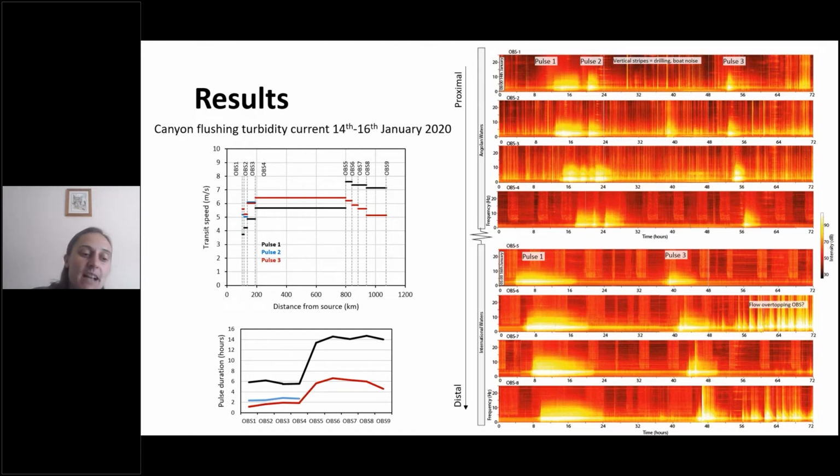In the upper canyon, the pulse length was around 6 hours. And then for pulse 1 in the channel, the pulse length had increased to around 14 hours. So really long pulses of seismic energy, which was great for us because it meant the flows were really easy to find in the data set.